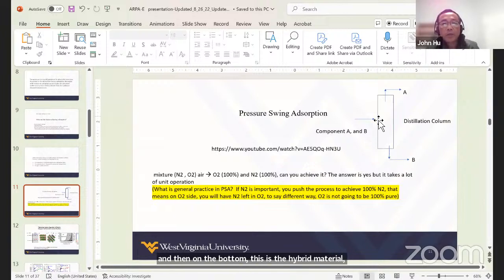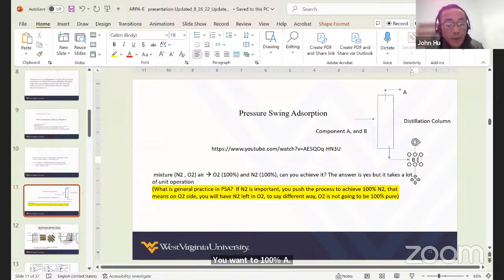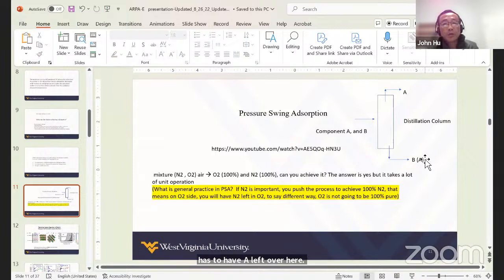Okay. So if A is the most important to you, you want 100% A. So that means B has to have A left over here. That's the rule of thumb. Or you say no, I want B pure. Your A has to have a B. Make sense? This is very general.